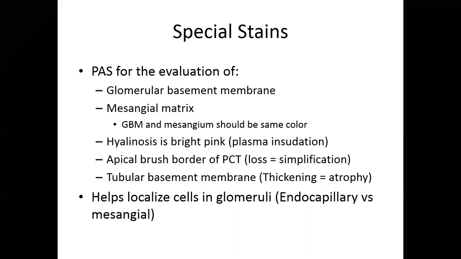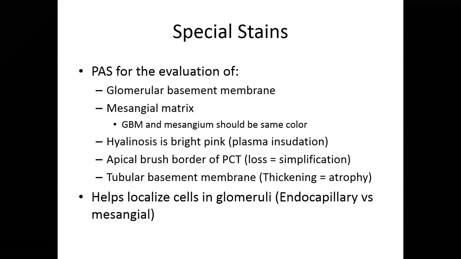Hyalinosis on a PAS is usually bright pink. Sometimes it looks hyalinized, it looks glassy. Hyalinosis is the term as defined by the WSAVA group, and it means that plasma has leached or insudated into a matrix. So oftentimes we'll see hyalinosis in the glomerular basement membrane because basement membrane is an extracellular matrix, and you could see hyalinosis in the mesangium as well. So I'll show you examples of that.